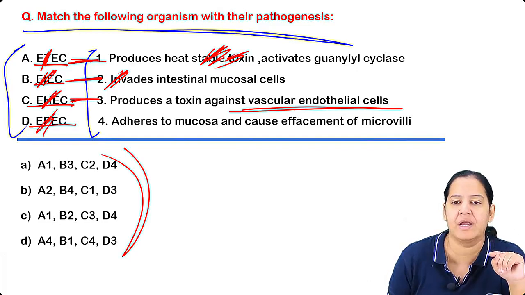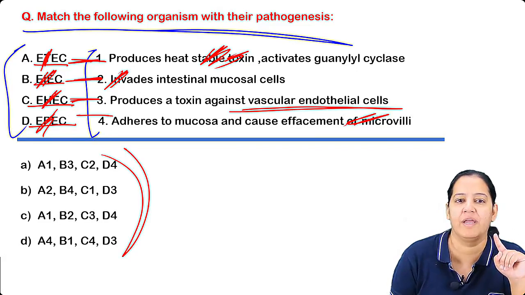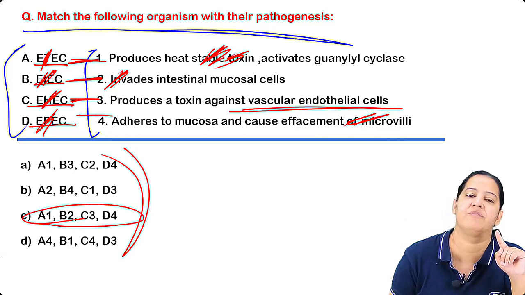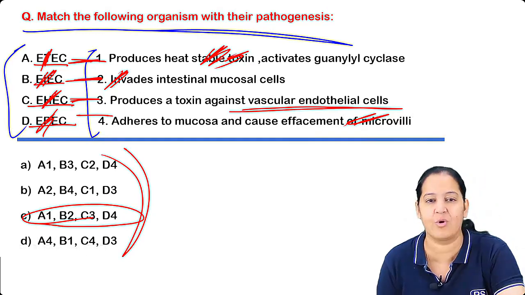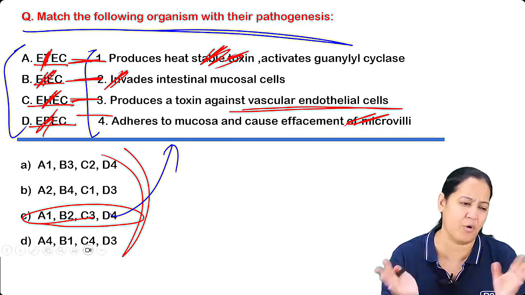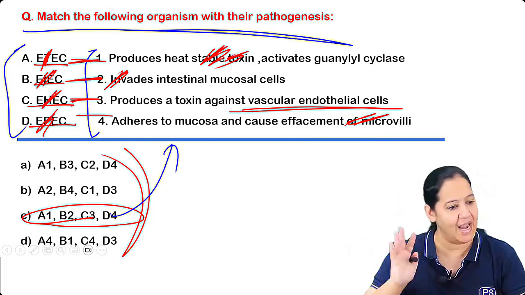And enteropathogenic, it destroys the villi. So D is 4. Actually A1, B2, C3, D4. Actually there is no matching of the columns, they are already matched, you can say. But you got my point. You can get a haphazard order and still do it.